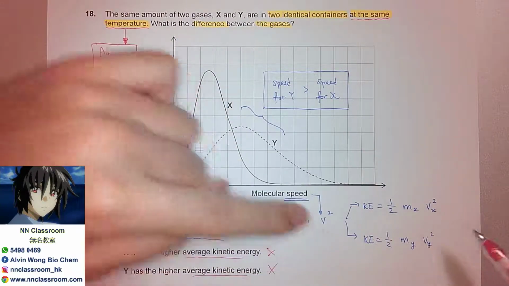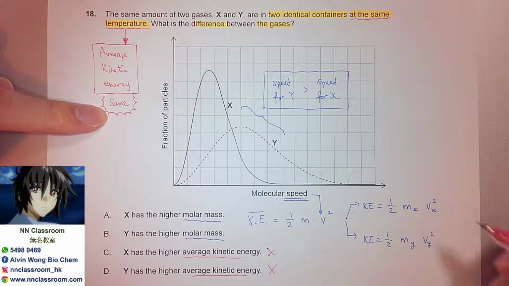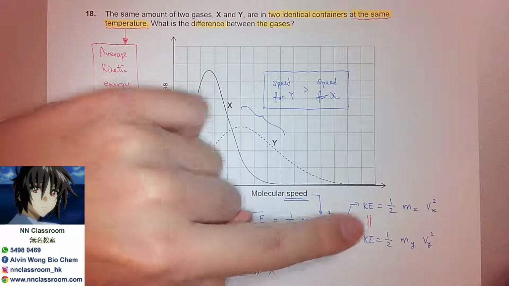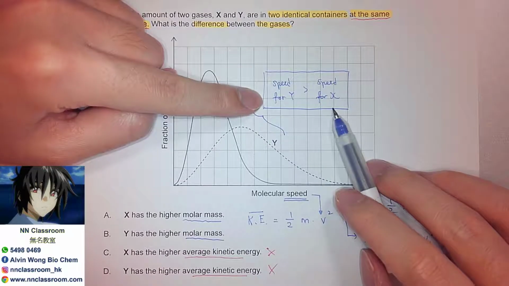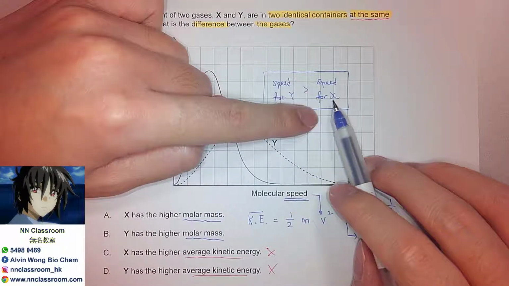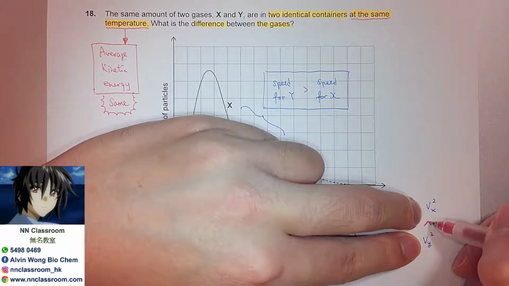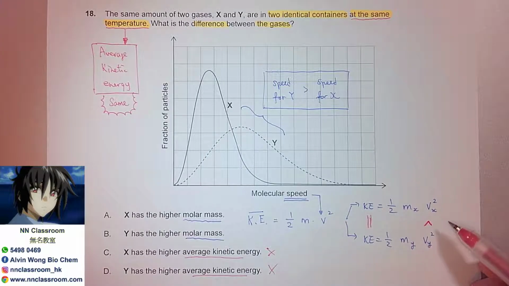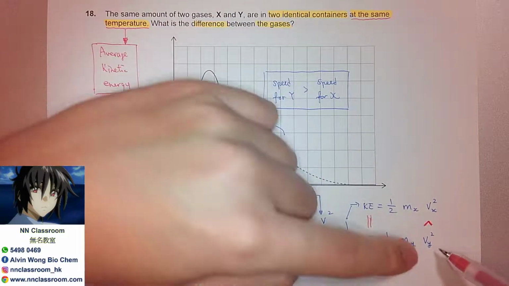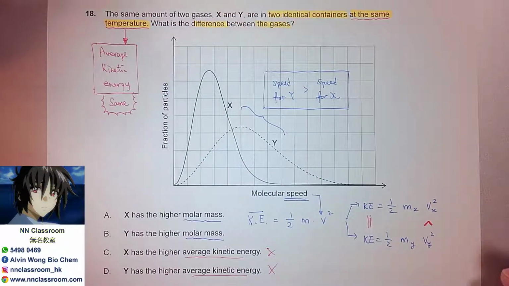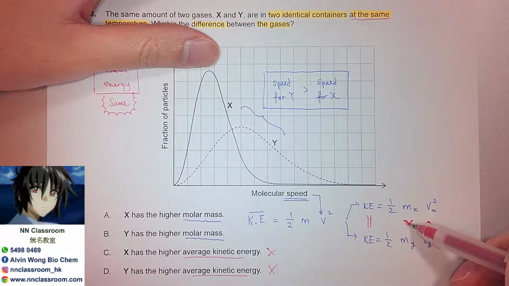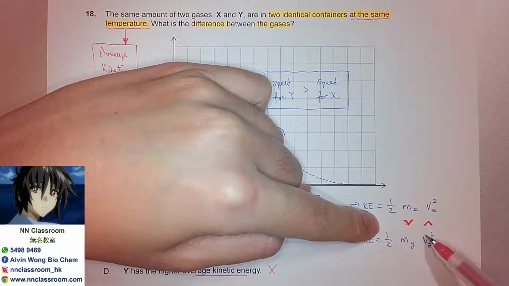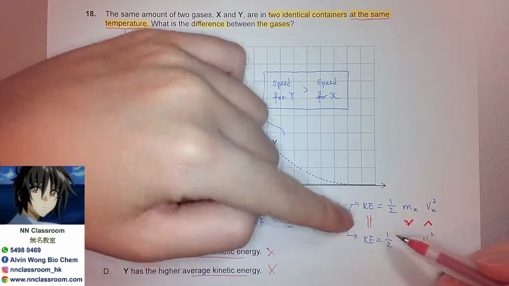By the previous interpretation, the average KE is the same, so these two values are the same, and half is just a constant, so ignore it. Then we just figure it out. The speed for Y is bigger than the speed of X, so Vy is bigger than Vx, and after squaring it is still the same result. So in terms of the mass, Mx must be bigger than My. Otherwise, you can't compensate these two factors and end up with both KE being the same.